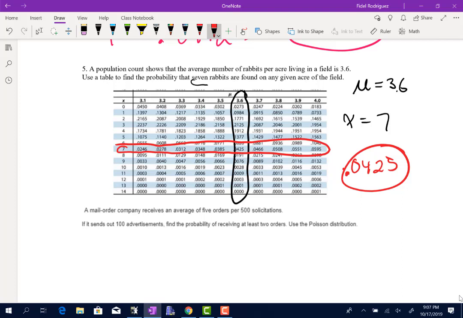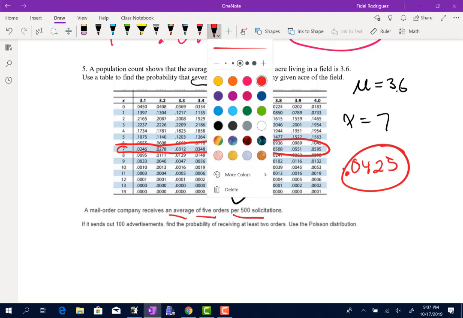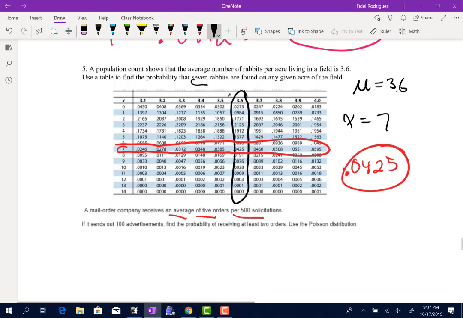All right. Guys, let's take a look at the next part here. Look what it says here. A mail order company receives an average of 5 orders per how much? 500. Okay. Now, I want you to look at the next part of the question. The next part says, if it sends out 100 advertisements. Guys, look what we had here. If we had 500 solicitations, which is the same thing as advertisements, then our average was what number? 5. How many advertisements did we send this time?